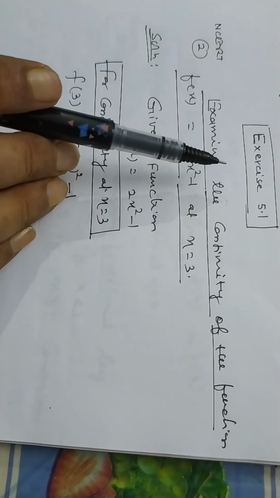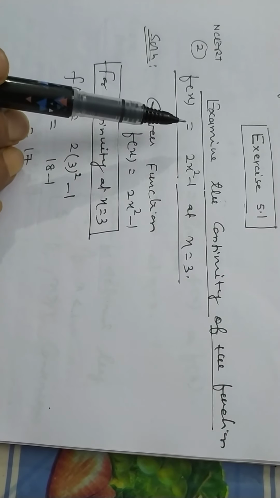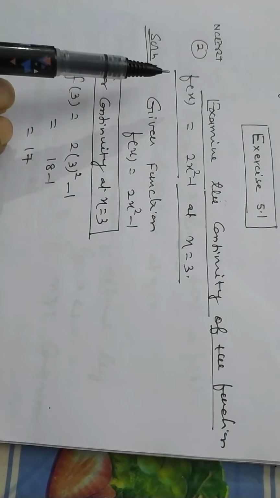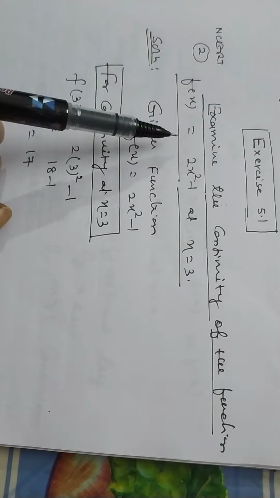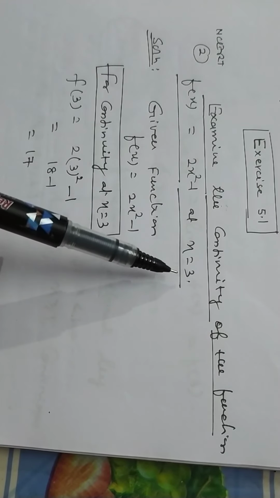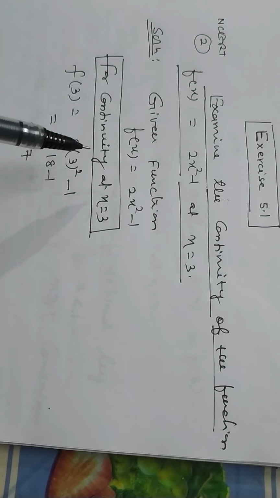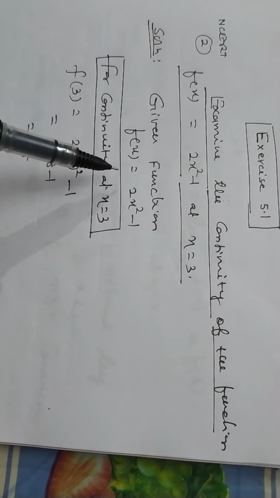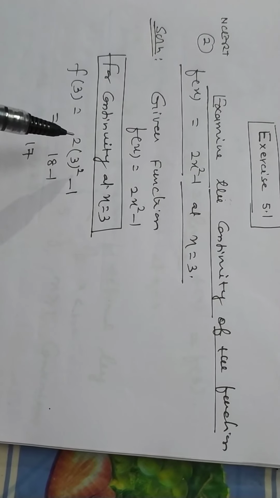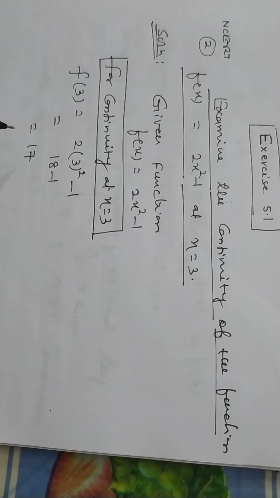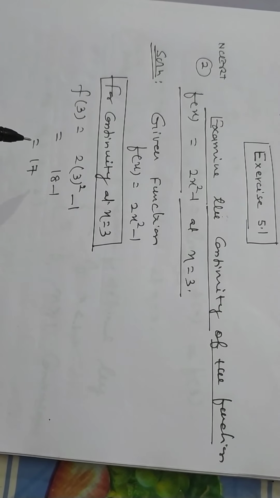My dear students, now we want to discuss the problem of exercise 5.1 of NCERT books, problem number 2. Examine the continuity of the function f(x) = 2x² − 1 at x = 3. First of all, we have to check the continuity of the function at x = 3. What is the function? The function is 2x² − 1. What will be the value of the function at the point 3? It will be 17. So the first step is determining the value of the function at that point.